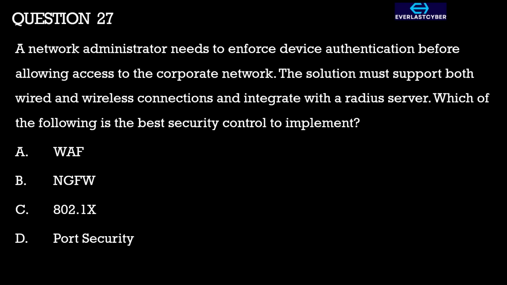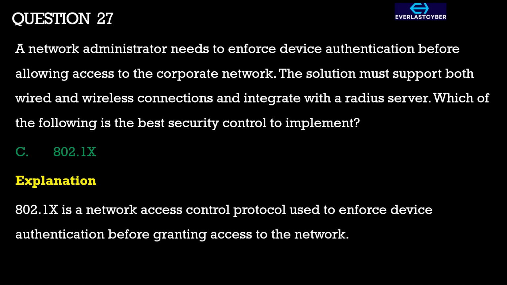WAF, or Web Application Firewall, protects web applications, but it is not used for device or network access authentication. Next Generation Firewall provides advanced security, but it is not specifically designed for device level authentication on the network. 802.1X is a network access control protocol that is used to enforce device authentication before granting access to the network. It works with both wired and wireless connections, and it integrates with a RADIUS server for centralized authentication. Port security controls access at the switch port level, but it doesn't integrate with the RADIUS server. So our answer here is option C, 802.1X.